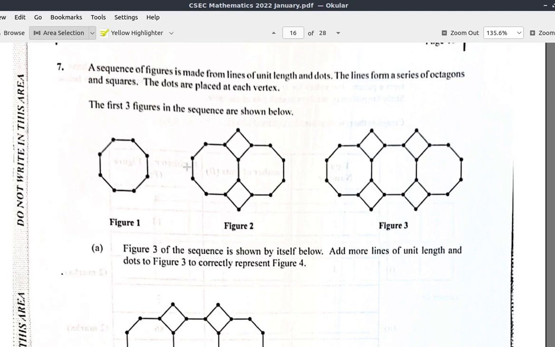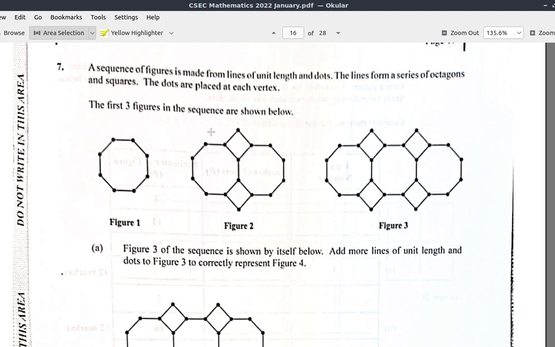Question 7 from the January 2022 CSEC Mathematics paper says, a sequence of figures is made from lines of unit length and dots. The lines form a series of octagons. So we have the lines and the dots, a series of octagons and squares. The octagons have 8 sides each, and the squares have 4 sides each. The dots are placed at each vertex, right at the corners of the shape.